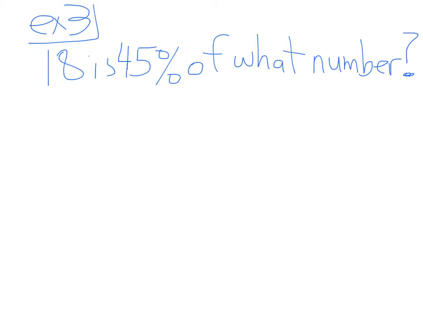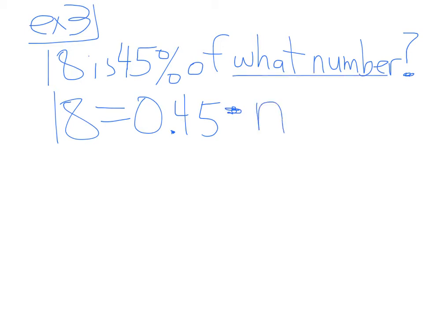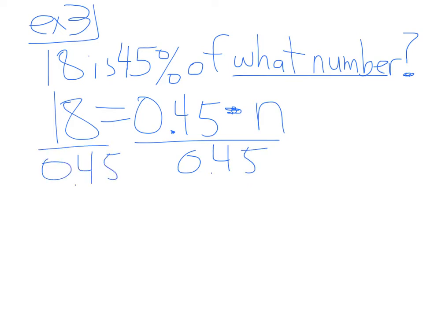Example 3 has 18 is 45% of what number? Let's write the equation. 18 equals 0.45. Of is times, and what number? I'm going to write n. So we're solving for n, so we do the opposite of timesing, which is dividing. So I'm going to divide by 0.45. Bottom into top.